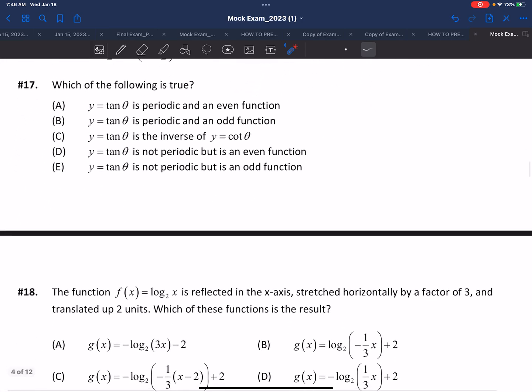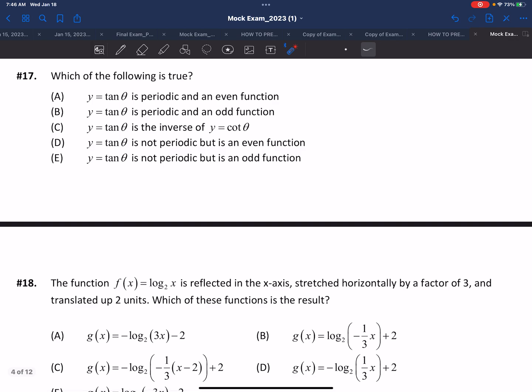We'll continue with question 17. Which of the following is true? Y equals tan theta is a periodic and even function. If you recall the graph of tan, at angle x equals 0, the tan has a value of 0. So the way tan behaves is this. So this is not an even function. It actually exhibits odd symmetry. Y equals tan theta is periodic and odd. That is correct because it is both periodic and odd.